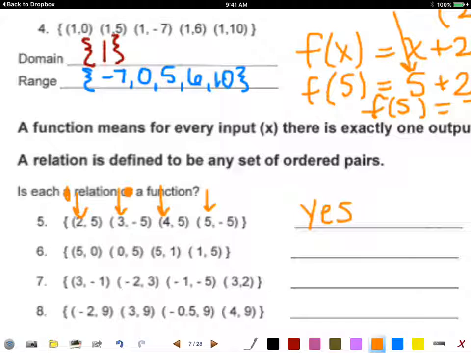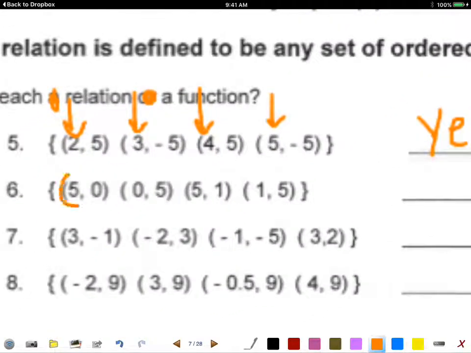Look at the next one. 5 is going to 0. Great. Do you see any other issues along here? What do you see? There's a 5 and a 1. Yes. 5 is going to 0, but 5 is also going to 1, and that's not okay. The domain can't have 2 separate values. What you're saying is when you plug in 5, out comes a 0 and out comes a 1. No, that's not going to be a function.